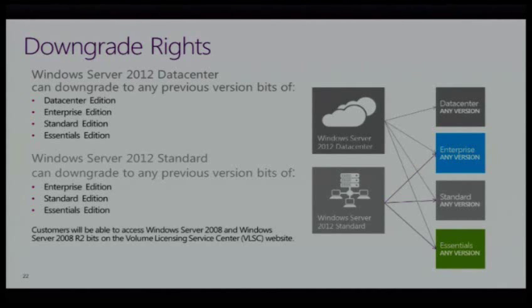It is important to remember that downgrade rights allow a customer to downgrade the bits only, but the license rules of the purchased version still apply. For example, if a customer wants to downgrade from Windows Server 2012 Standard Edition to Windows Server 2008 R2 Enterprise Edition, they can run the Enterprise bits. However, the license will cover 2 processors and allow for 2 virtual instances.